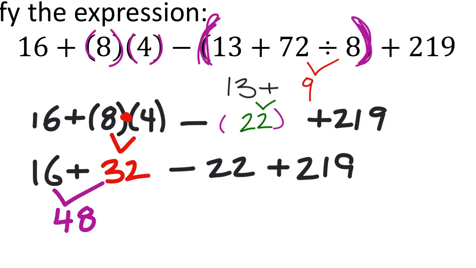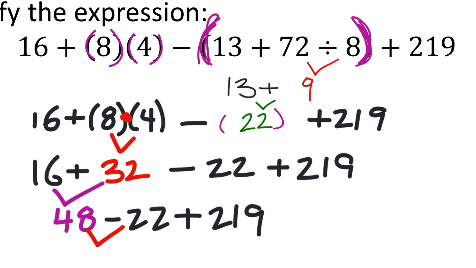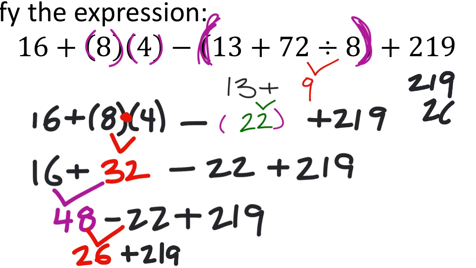So again, I'm just going to rewrite my expression as many times as I need to, just so I don't lose track of where I am. And now, 48 minus 22. Now it's good to see mistakes, because again, we should expect to make mistakes. So this is 26 plus 219. So again, I'll just show that real quick. 219 plus the 26. And this will be our final answer right there.